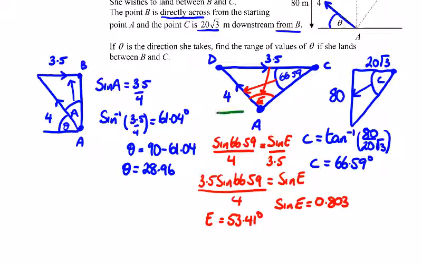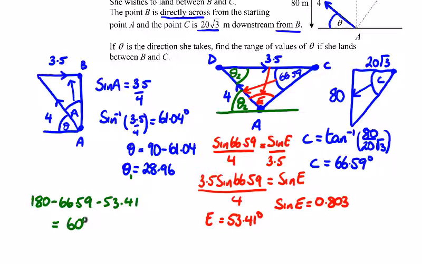That angle. Now the angle we're looking for is this angle in here. I'll call this theta 1, I'll call this one theta 2. So we have E, so this angle here is alternate to theta 2. This is also theta 2. So 180 take away 66.59, take away E, 53.41. 59 and 41 is 100, and that's 120. That equals an even 60 degrees. So that's going to be theta 2.